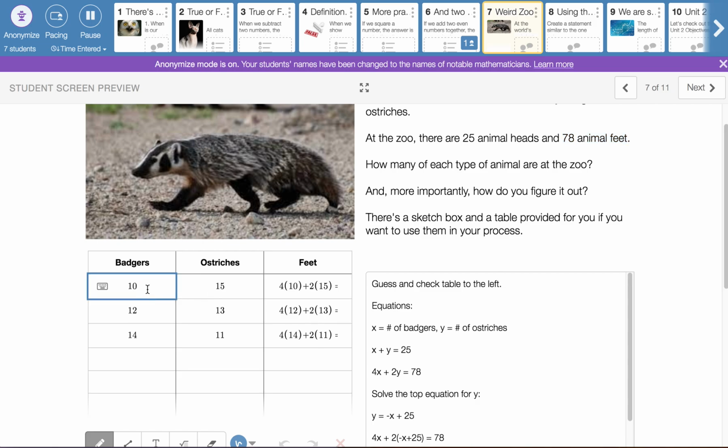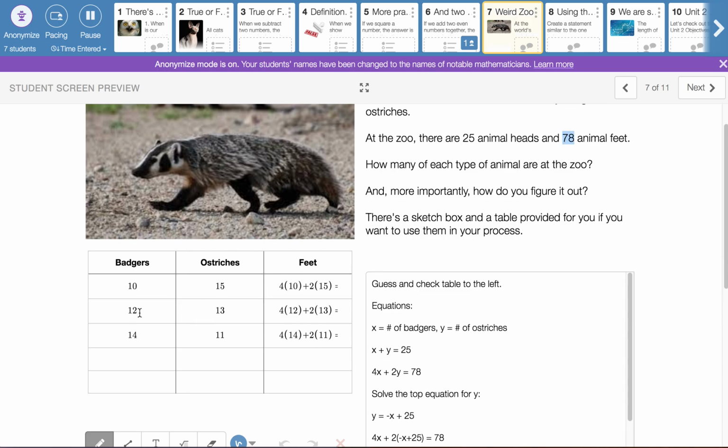I said, oh, okay, maybe there's 10 badgers and 15 ostriches. And then I check on the feet. I have 25 animals total, but I got to check those feet. So 4 feet on each of the 10 badgers, 2 feet each on the 15 ostriches. And when I add all of that up, I got 70 feet. And I wanted 78. So that top line didn't work.